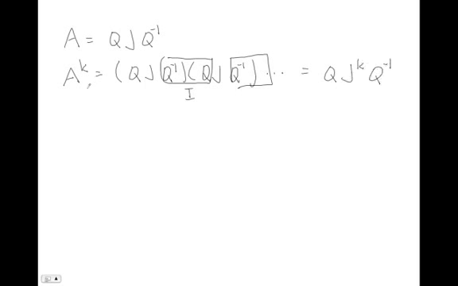So the solution for A to the k is something that's relatively easy for us. We can figure out its Jordan form, QJQ inverse, then raise the Jordan form to the k power, and then as the last step, just pre and post multiply by Q and Q inverse. So then the question is, what is J to the k?